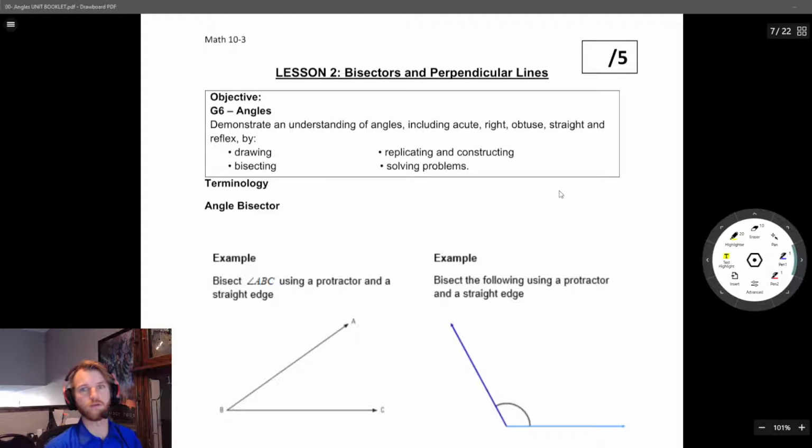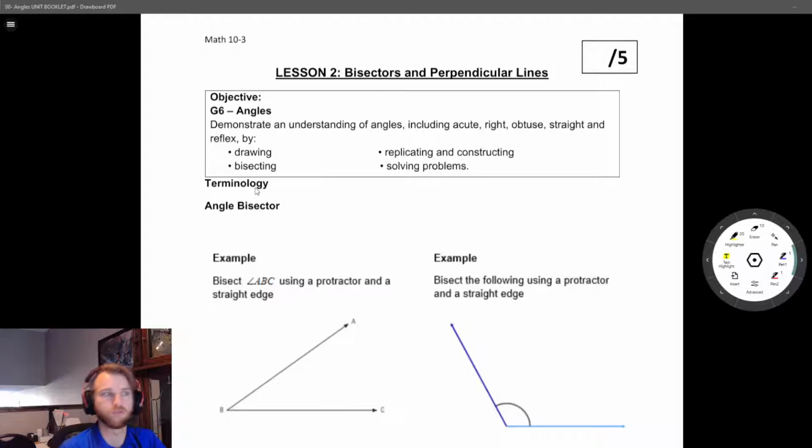Okay, this is our second lesson on angles and parallel lines. This is a really quick lesson, and this one's quite straightforward. We're starting off by talking about angle bisectors. A bisector sounds scary, but it's literally just cutting it in half.